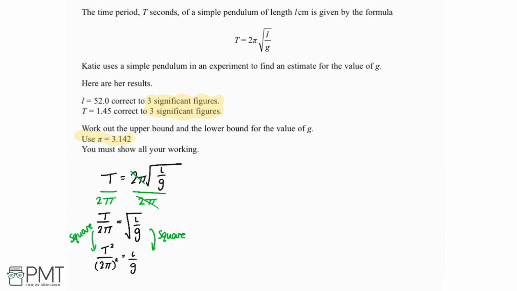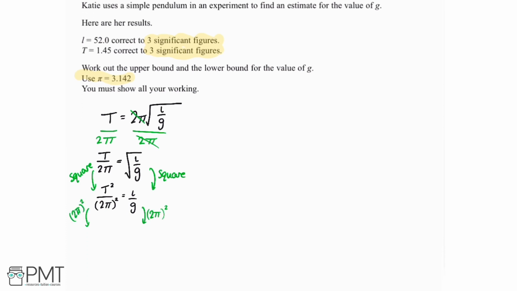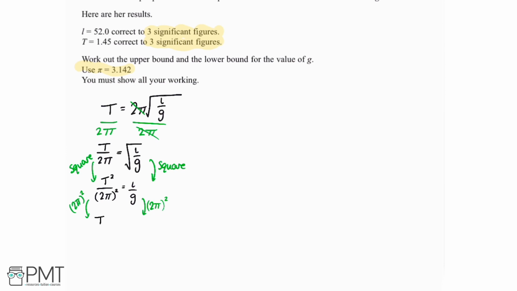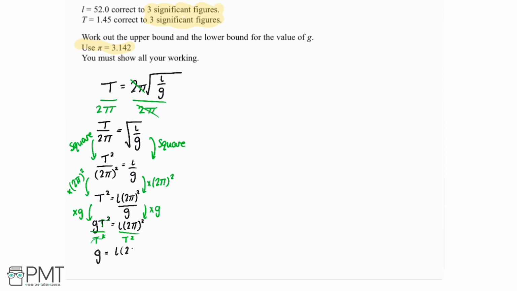Now I'm going to multiply both sides by 2 pi all squared. This leaves us with T squared by itself on the left-hand side, and then L multiplied by 2 pi squared over G. Now we're almost there. I'm going to multiply both sides by G, which gives us G multiplied by T squared equals L 2 pi squared. Lastly, let's divide both sides by T squared. The T squared here and here cancel, leaving us with G on the left-hand side, which is what we want, and L 2 pi squared over T squared on the right-hand side.